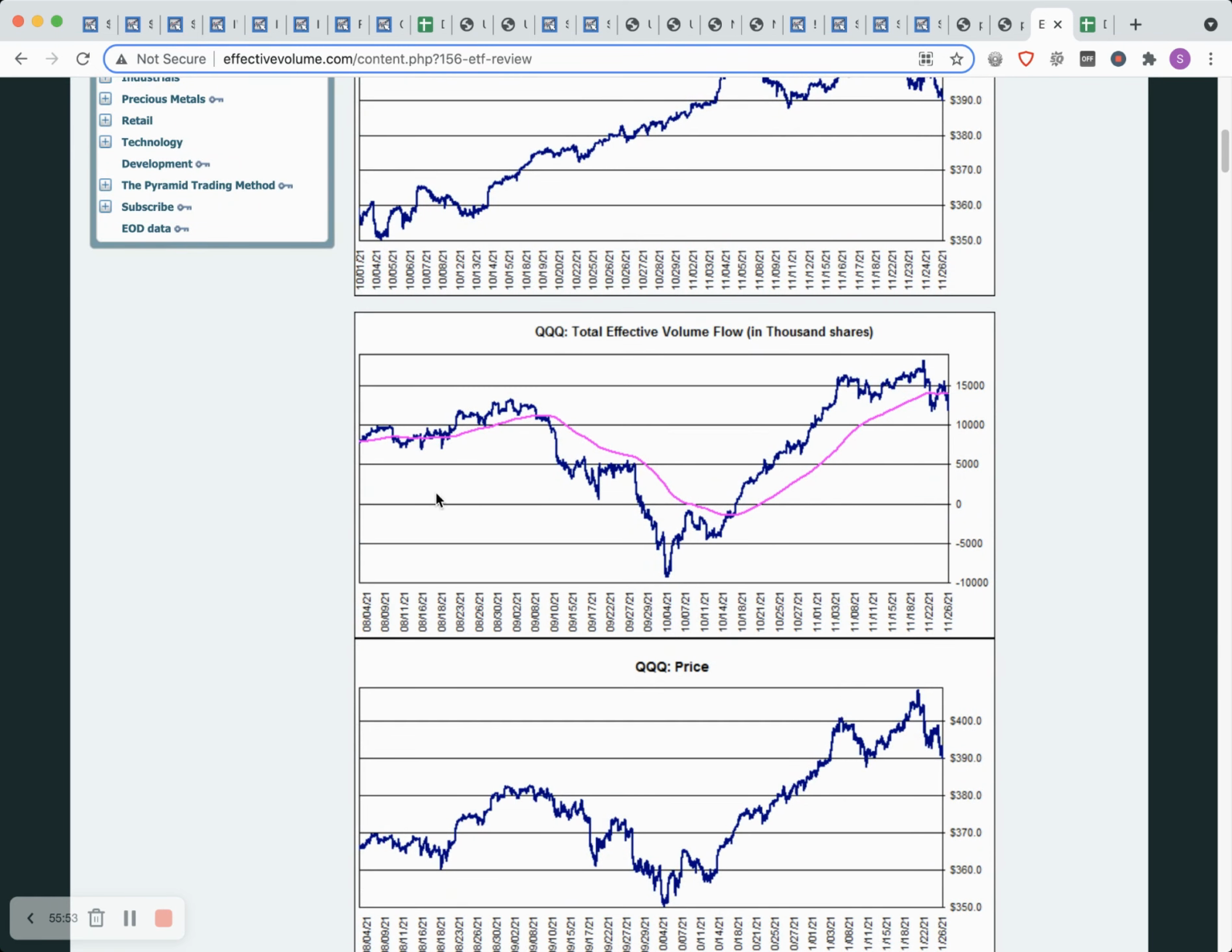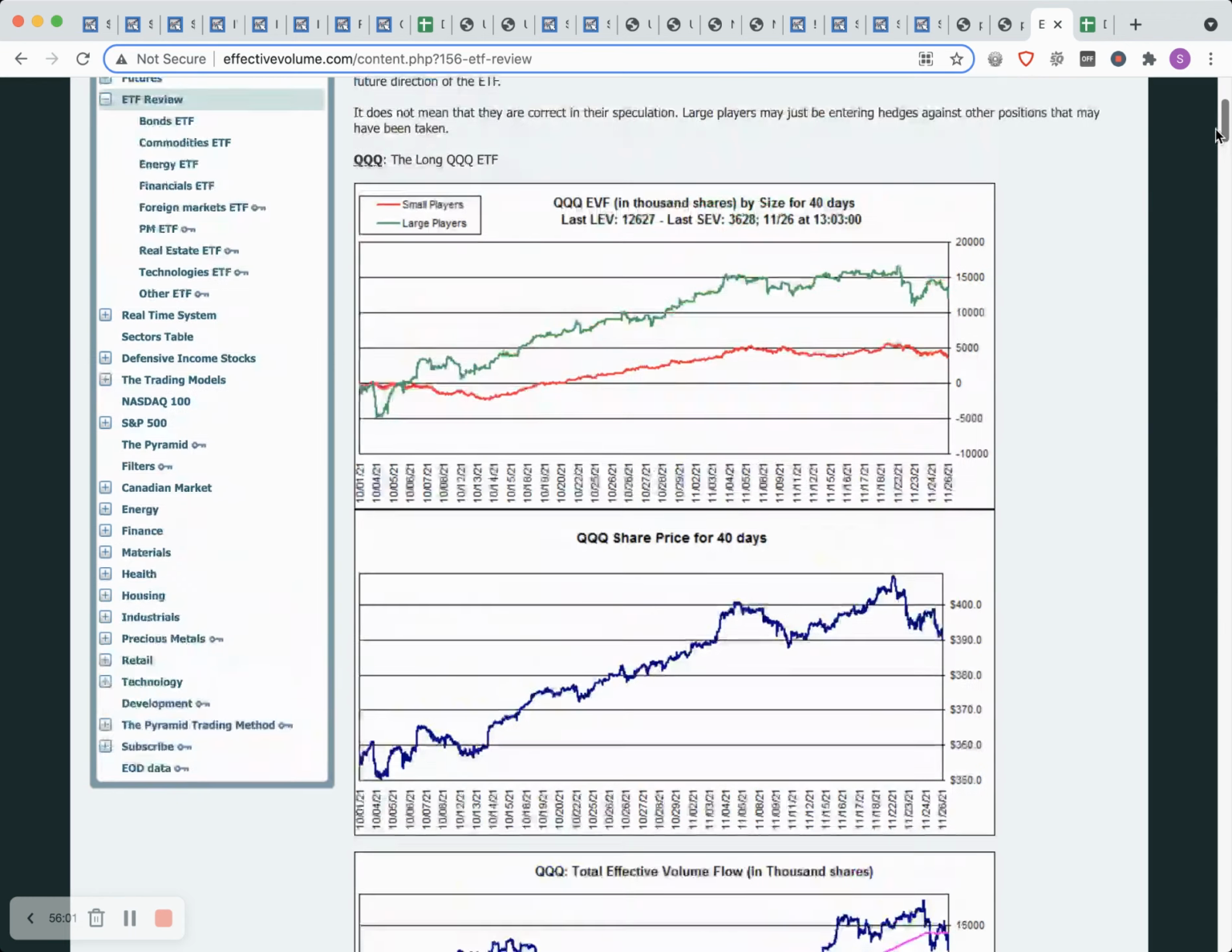So this is the QQQ, for example. You can see we had a stage 4 decline into stage 1, and then we've been in stage 2. So we're now forming stage 3 on that one at the moment. You can see the large player volume was good through October, was accelerating, and then we've based out through the November period here. So we've been going sideways.